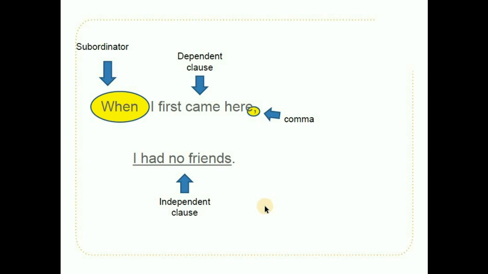In this case, we can see the dependent clause coming first. So now we have introduced a comma. When I first came here, I had no friends. Remember, the dependent clause comes first. We use the comma before we have the independent clause, "I had no friends." Even though this independent clause comes second, it is still the most important part of the sentence.